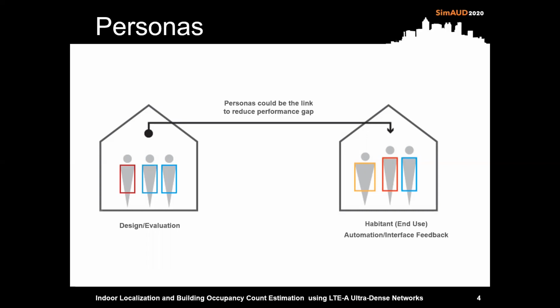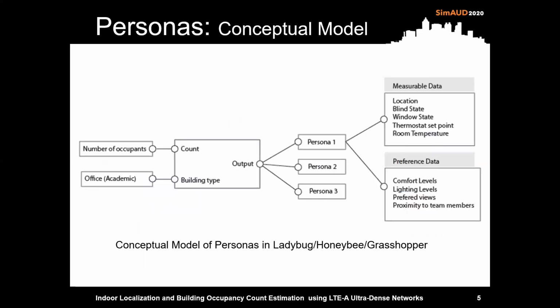So here's a conceptual model for the design stage. In a building zone, we can define the number of occupants and the type of building, and the component will generate different types of personas that assume measurable data like location, blind state, or preference data like preferred comfort levels, lighting levels, or proximity.